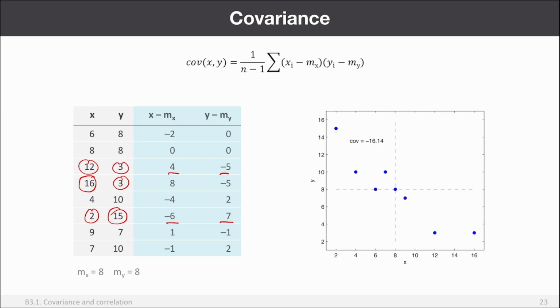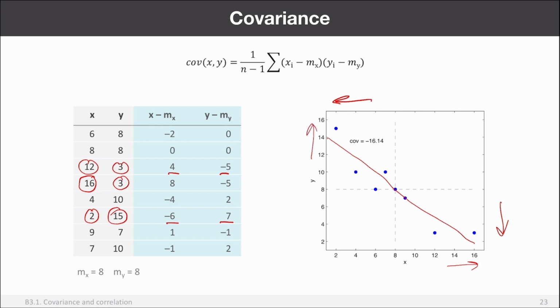So this is how the data set looks like. You can see that it also has a very clear linear trend, but this trend has an opposite direction. What does it mean? It means when x is large, y is small, and vice versa. When x is small, y is large. So that's a negative covariance.